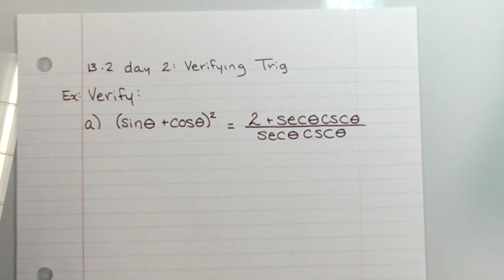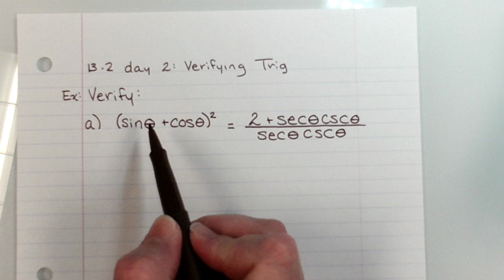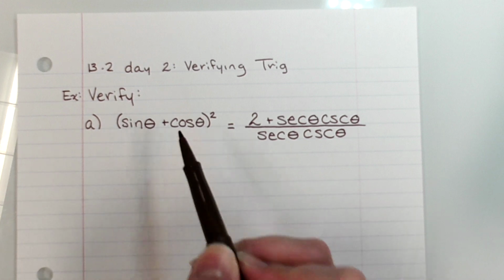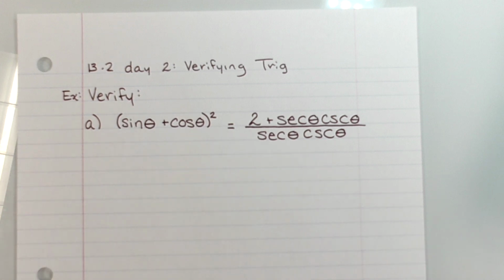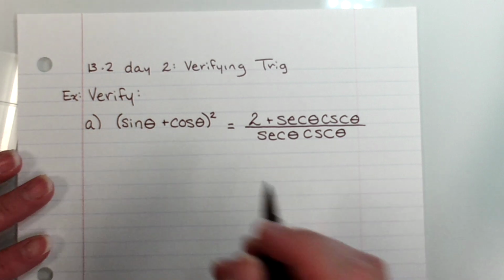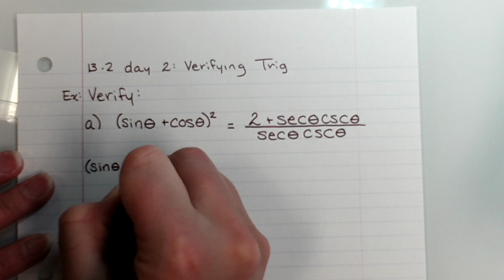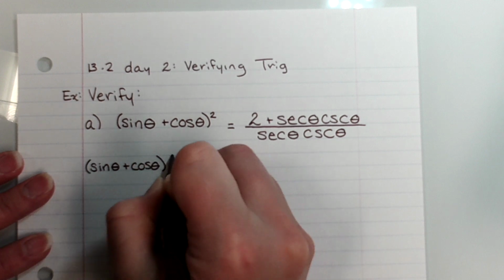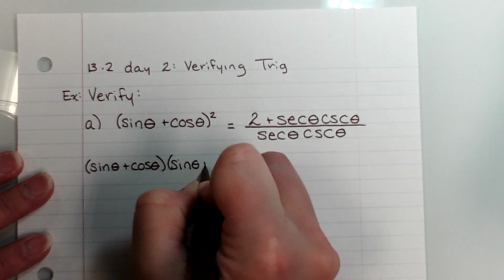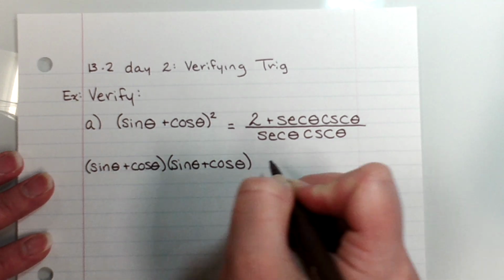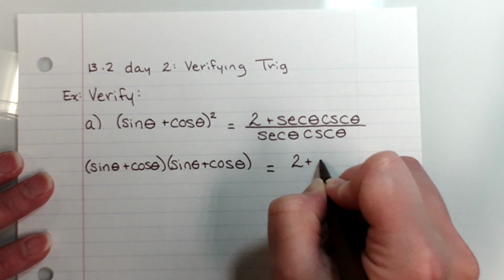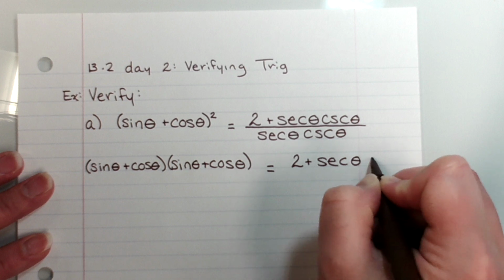Get rid of the parentheses. That's what I do. How do you get rid of parentheses when they're like this? You cannot square them individually. You multiply it by itself. So sine plus cosine is now getting multiplied by sine plus cosine. The other side is staying the same.